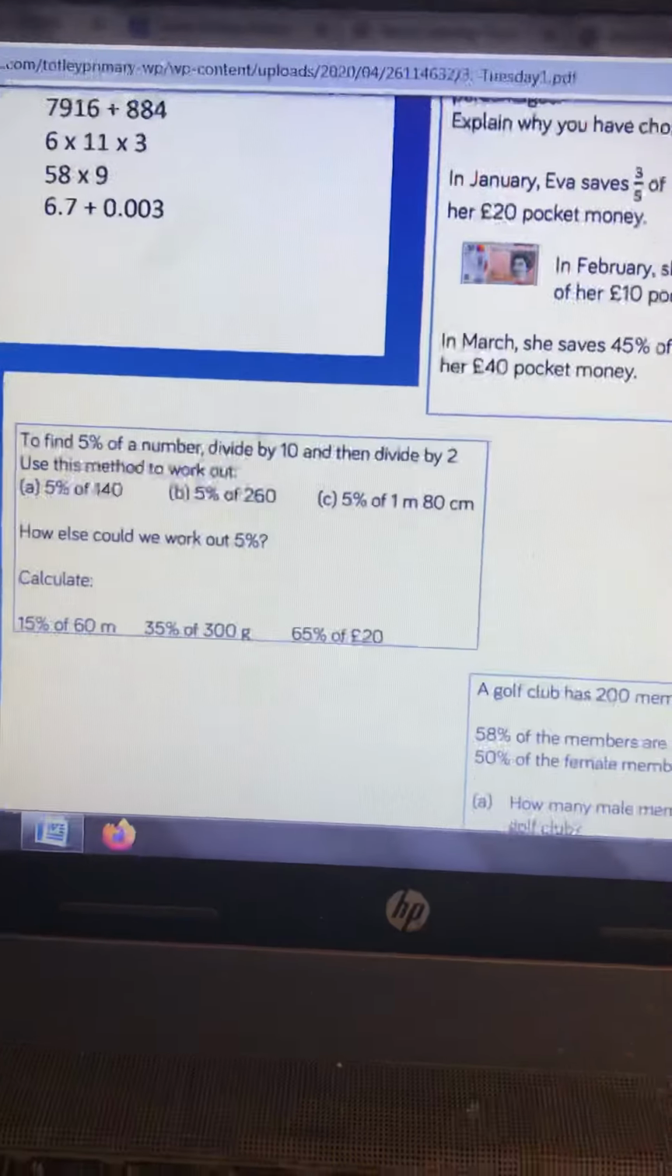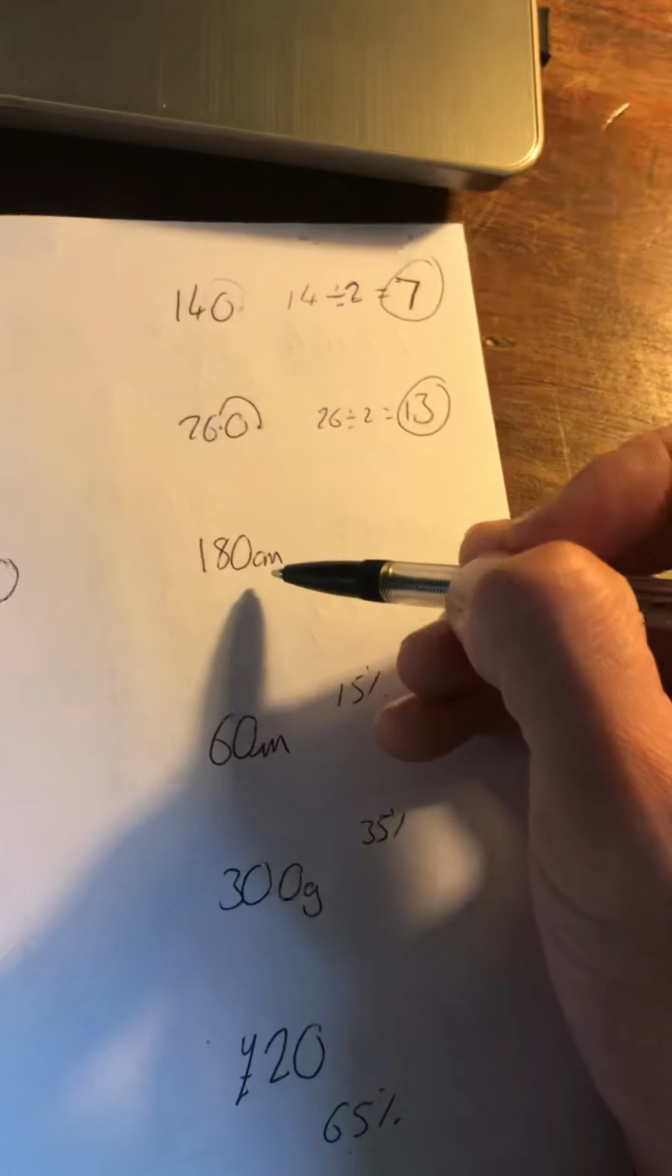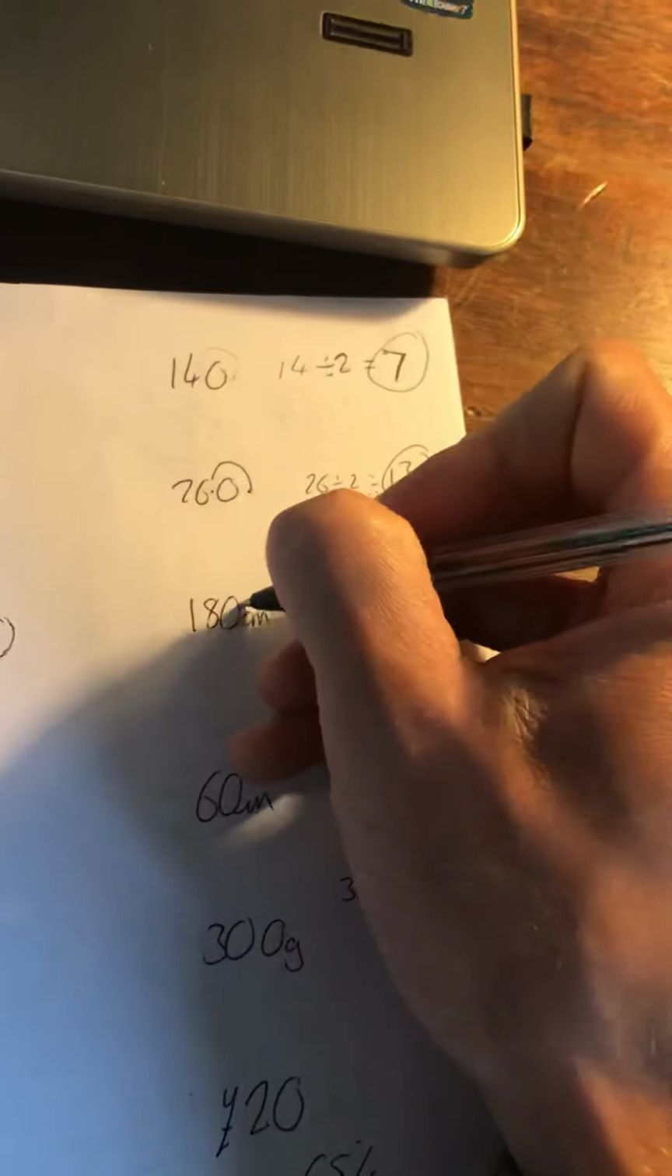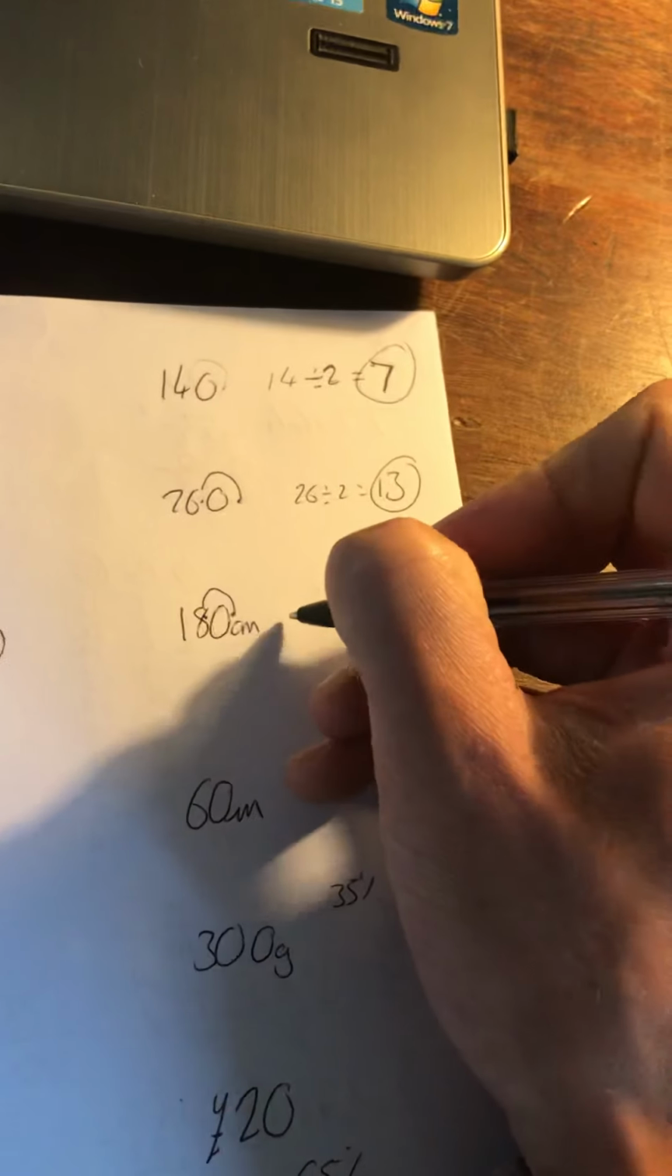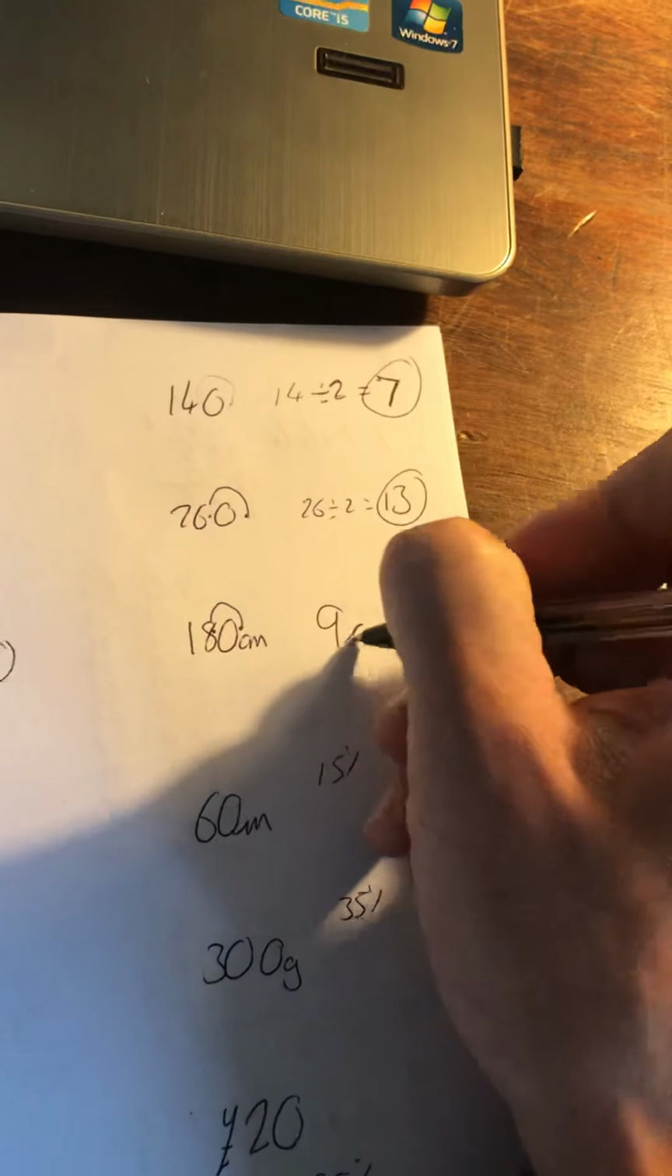Don't be thrown, it says 1 metre 80 centimetres, so I've converted that into 180 centimetres. Divide by 10, one jump left, 18. 18 divided by 2 is 9 centimetres.